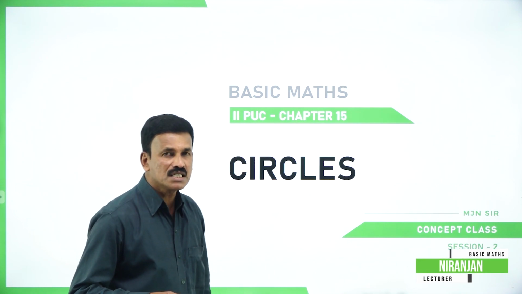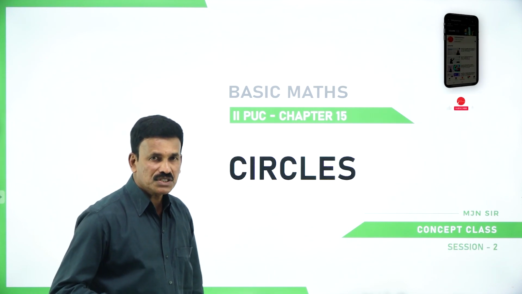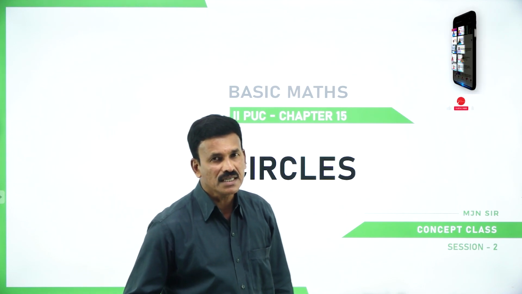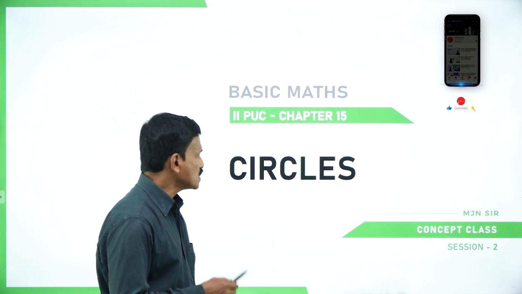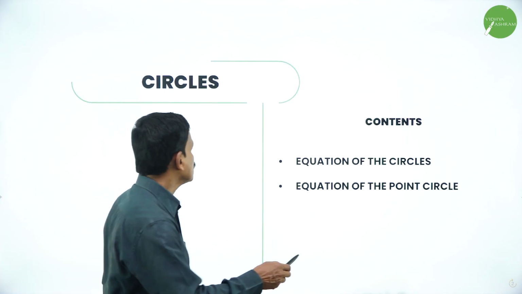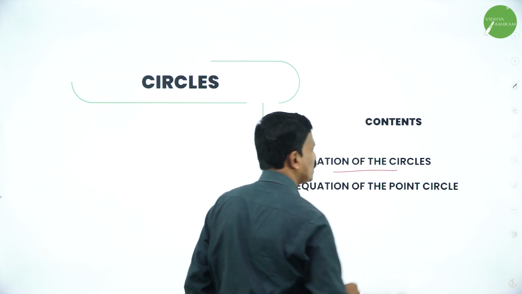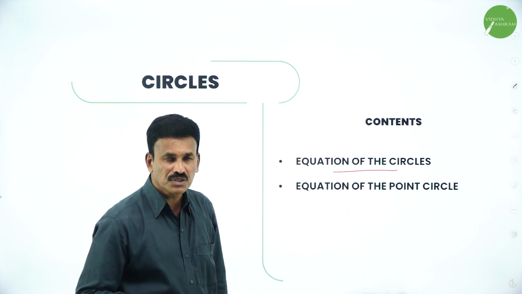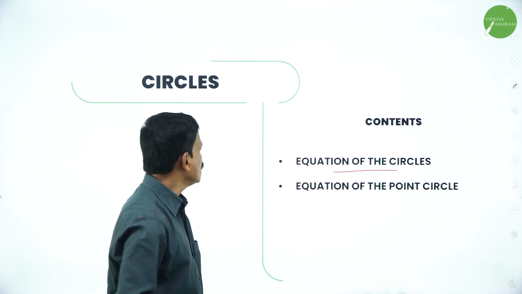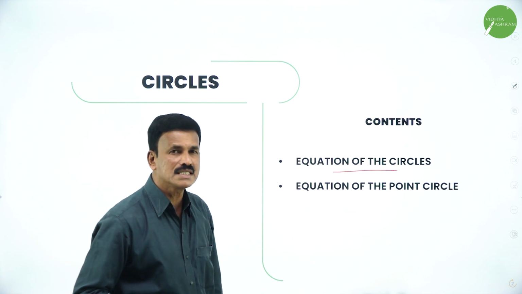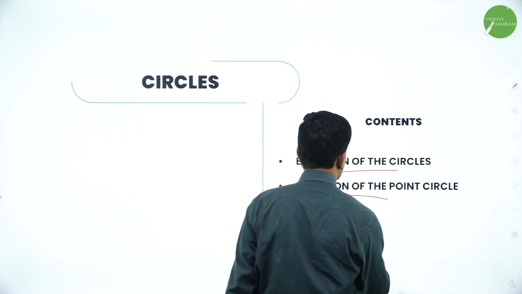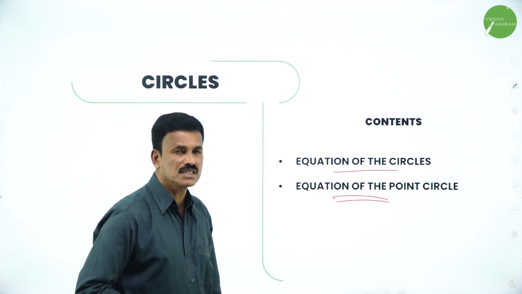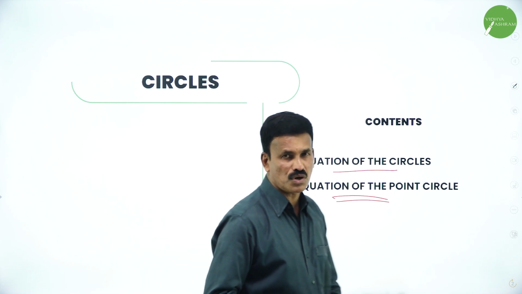So in my previous class we have discussed the equation of a circle passing through a given point and having a radius. Now in this session I am going to discuss a very important concept, that is, the equation of the circle when it passes through 2 points: the equation of a circle passing through 2 different points as ends of diameter, and the equation of the point circle. These 2 concepts are very important from the examination point of view. Now let us derive the equation of the circle which passes through 2 points.